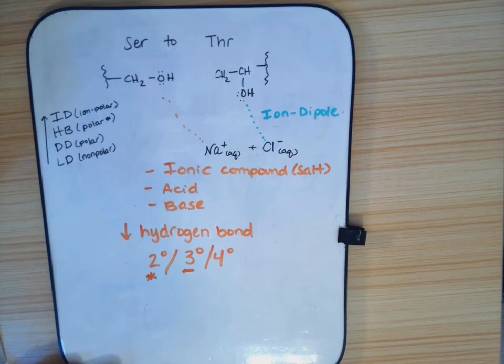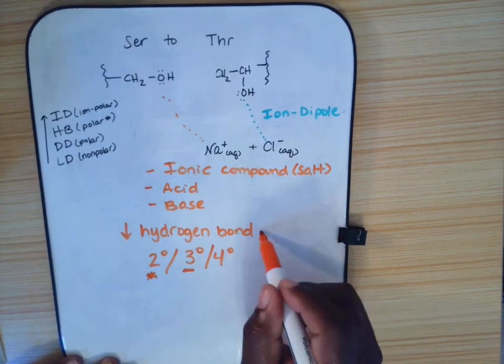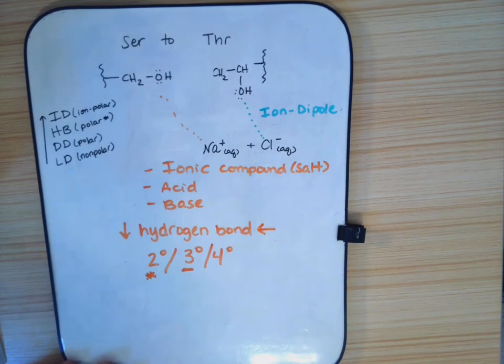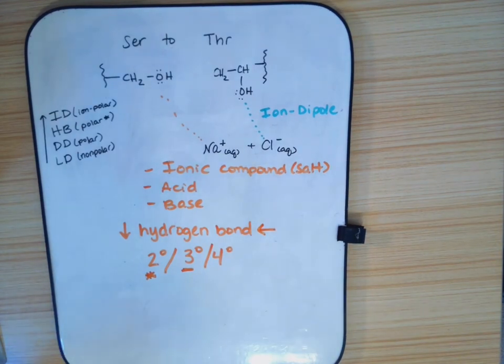The only time the secondary level changes is if it's a hydrogen bond that was affected. Because remember, in the secondary level, only hydrogen bonds are present. So if hydrogen bonds are now being disrupted, then the secondary level changes. If no hydrogen bond is disrupted, the secondary level will not change. So let's look at another one.